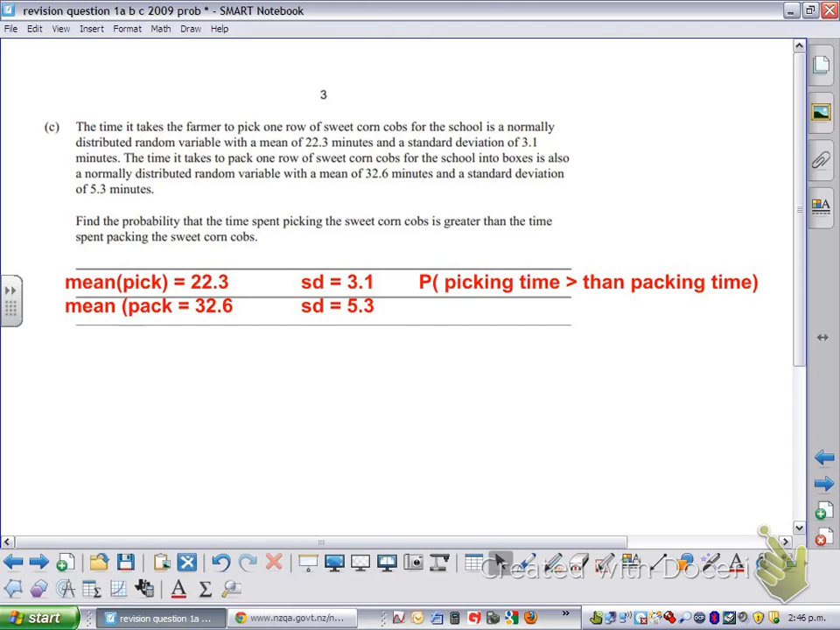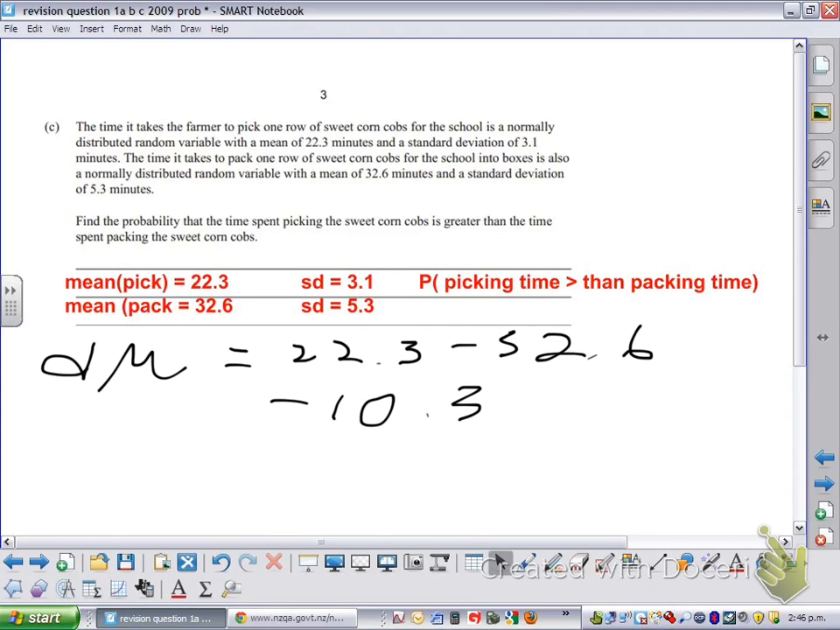So again, we'll calculate the difference in the means. Difference of the means is simply 22.3 minus 32.6, which is negative 10.3. And that's the difference of the means. And it's important that you do it in this order because we're trying to figure out the probability that when picking is going to be bigger. And right now picking is less. So when we do the difference, the average of the difference is negative 10.3.